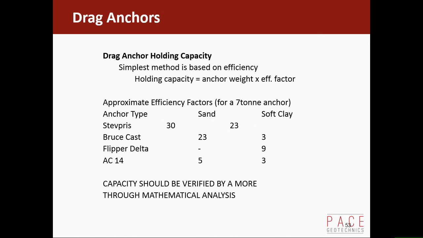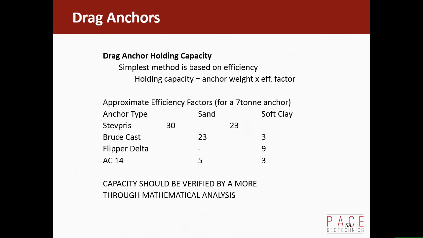And there's some efficiency factors. That's obviously 30 there and 23 there. But you can see how efficient something like a Stevpris is. In sand and soft clays, you get 23, 30 times the weight of the anchor as your holding capacity. So a 5-ton anchor, you've got over 100 tons capacity from it, which is pretty good compared to something like an AC14, which is not that effective in reality in comparison.